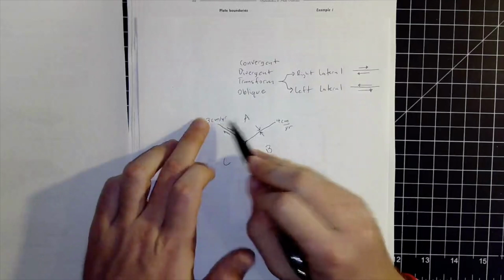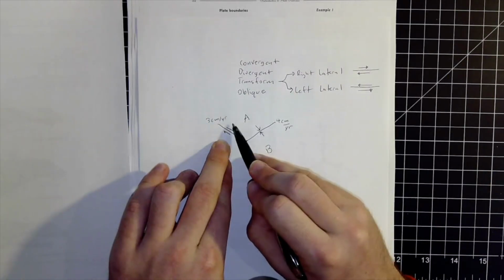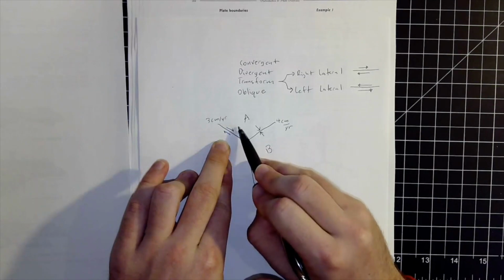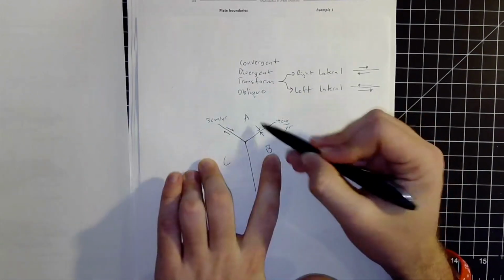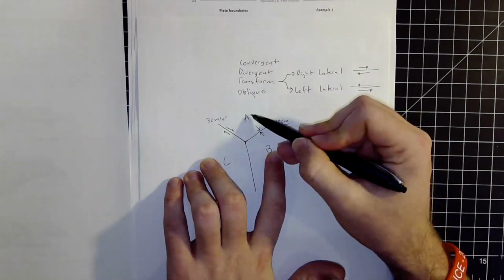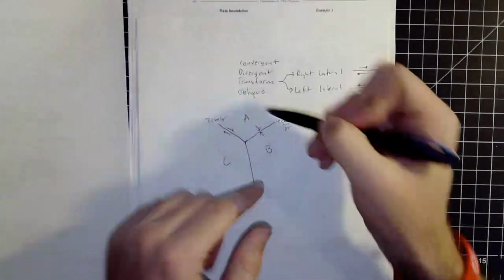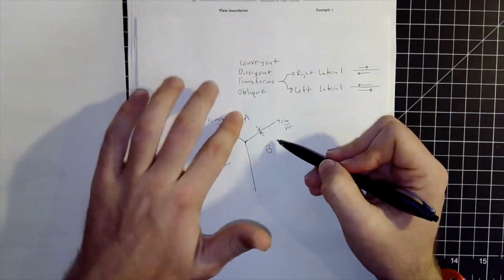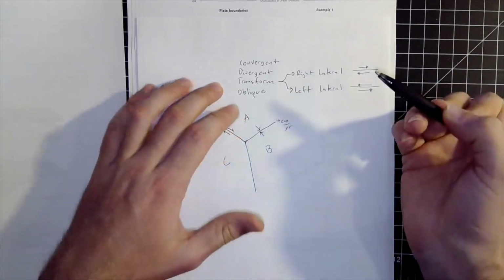That means that if you're standing on C, you look across at A, you'd see it moving to the right lateral sense, at 3 centimeters a year. That's how fast it would be moving. Same for B here. If you're standing on B, A would be coming towards you at 4 centimeters a year. And you can flip that. It's all relative, right? You could say if you're standing on A, then B would be moving towards you at 4 centimeters per year.